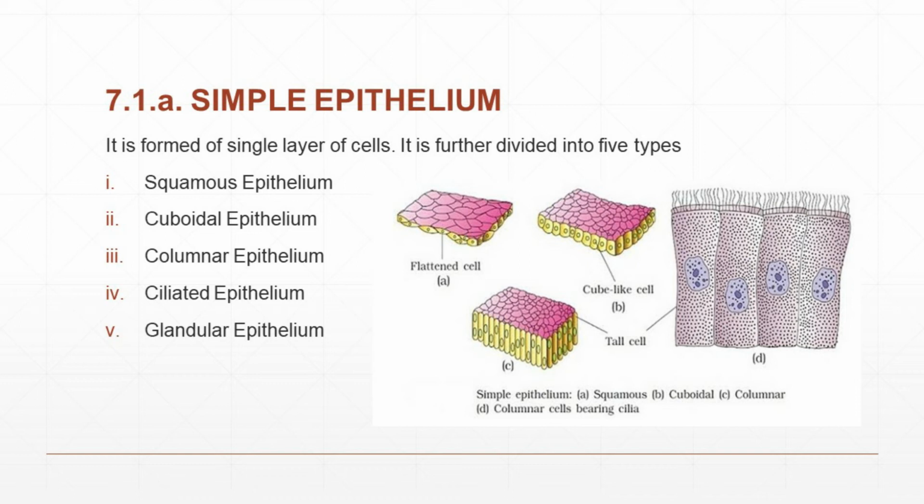The last one is glandular epithelium. Epithelial cells are often modified to form specialized gland cells which secrete chemical substances at the epithelial surface. This lines the gastric glands, pancreatic tubules and intestinal glands.